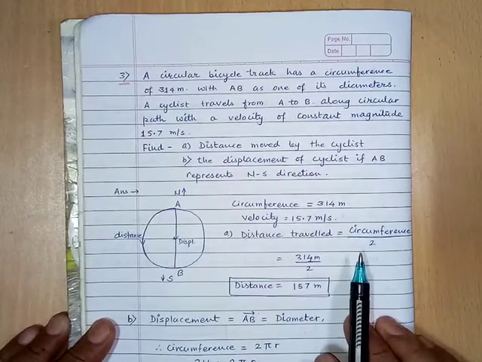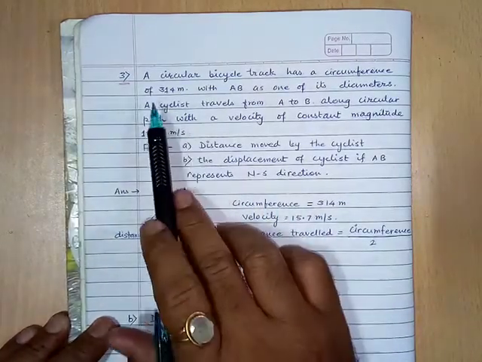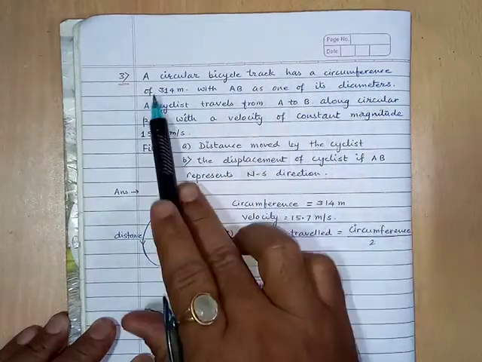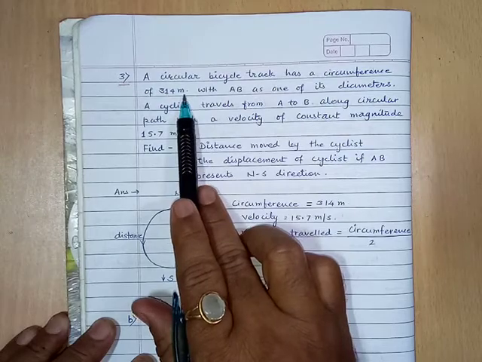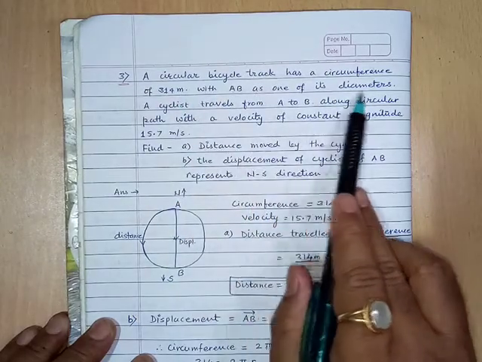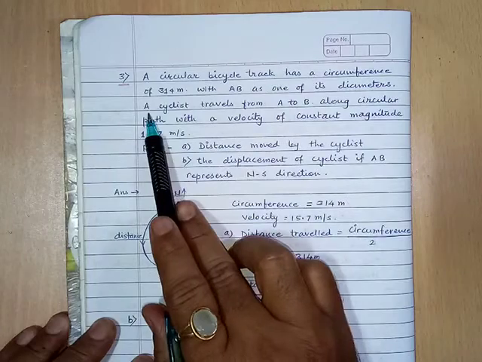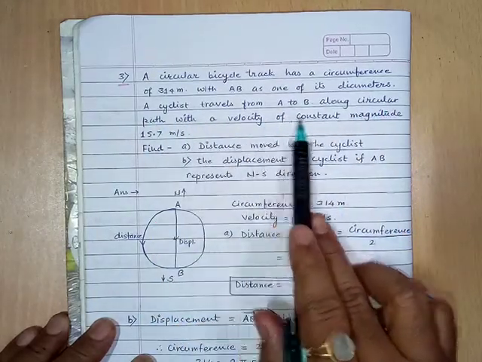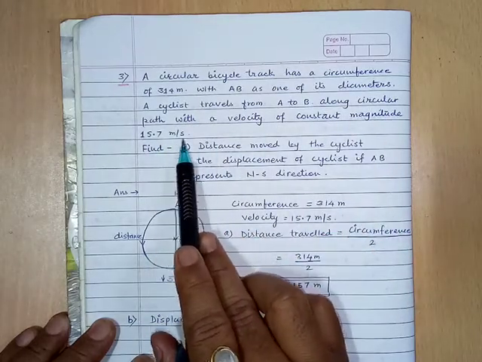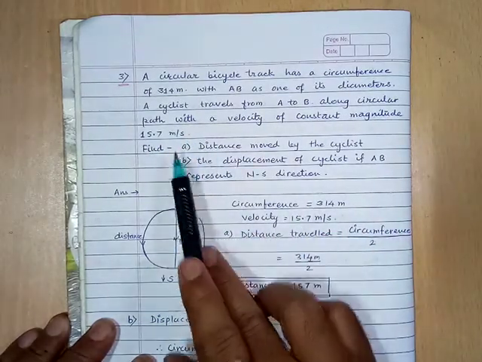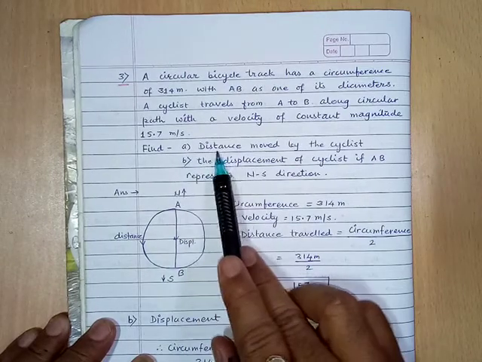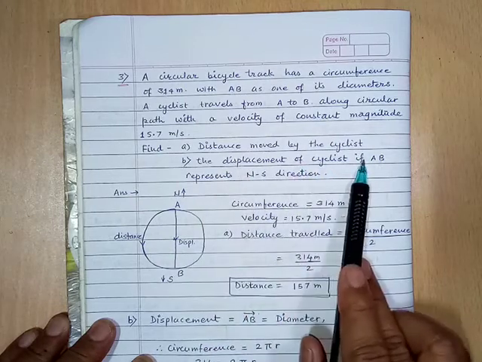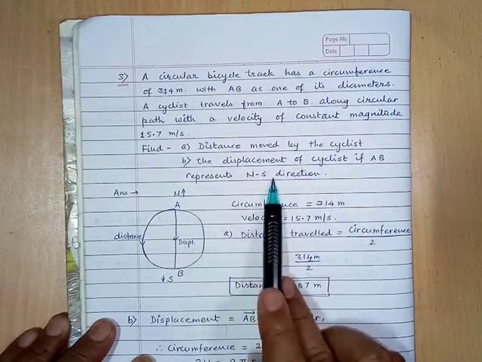Let's try to understand it. Let us read the problem first. A circular bicycle track has a circumference of 314 meters. With AB as one of its diameters, a cyclist travels from A to B along a circular path with a velocity of constant magnitude 15.7 meter per second. Find A, distance moved by the cyclist, and B, the displacement of the cyclist if AB represents the north-south direction.